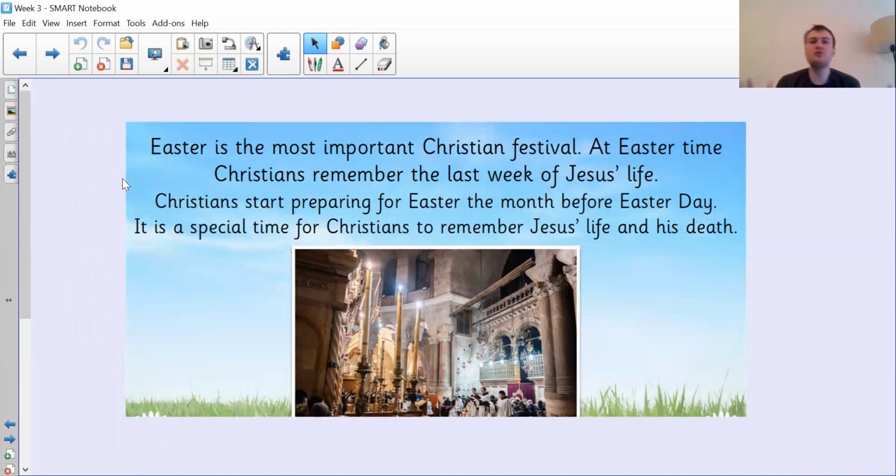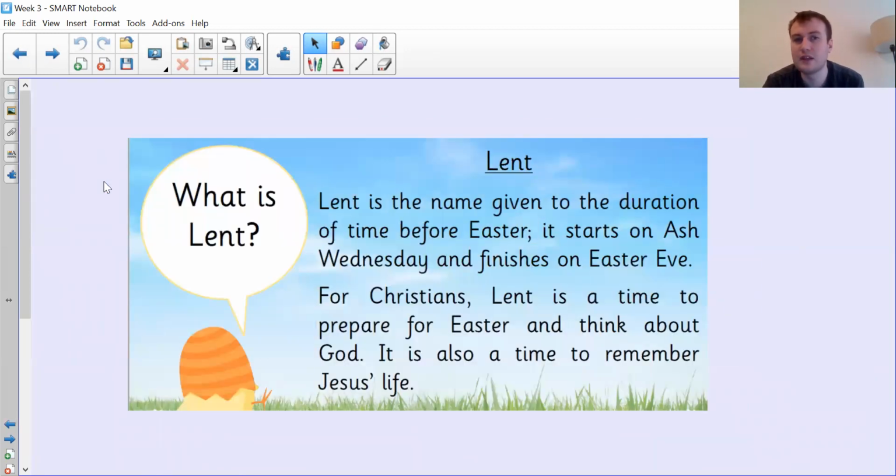Easter is the most important Christian festival. At Easter time, Christians remember the last week of Jesus' life. Christians start preparing for Easter the month before Easter Day. So for a whole month, there's a whole preparation. It is a special time for Christians to remember Jesus' life and his death.